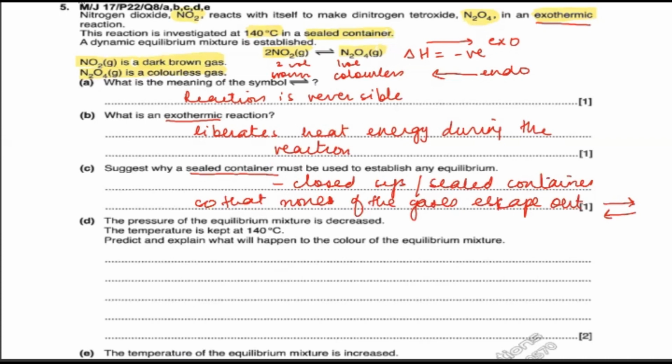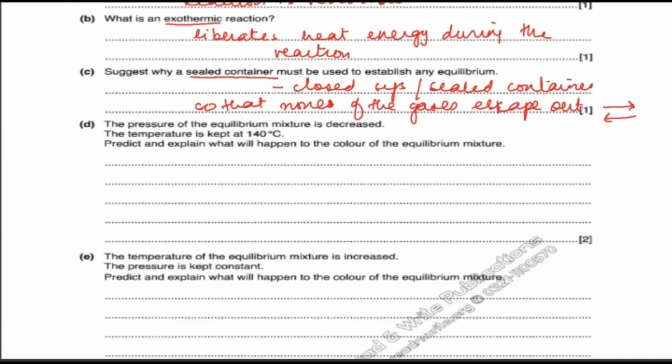Moving ahead, we have the next question. The pressure of the equilibrium mixture is decreased, and the temperature is kept at 140. Predict and explain what will happen to the color of the equilibrium. Now, the focus is on the color, so you have to write it down accordingly.